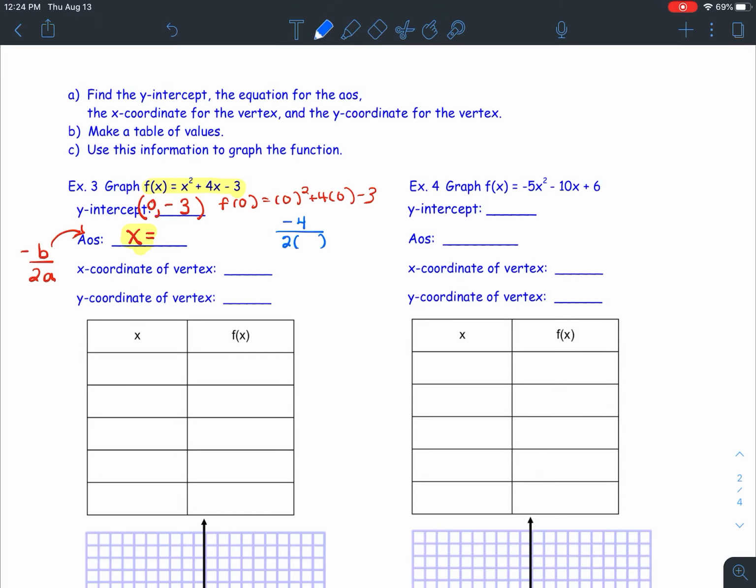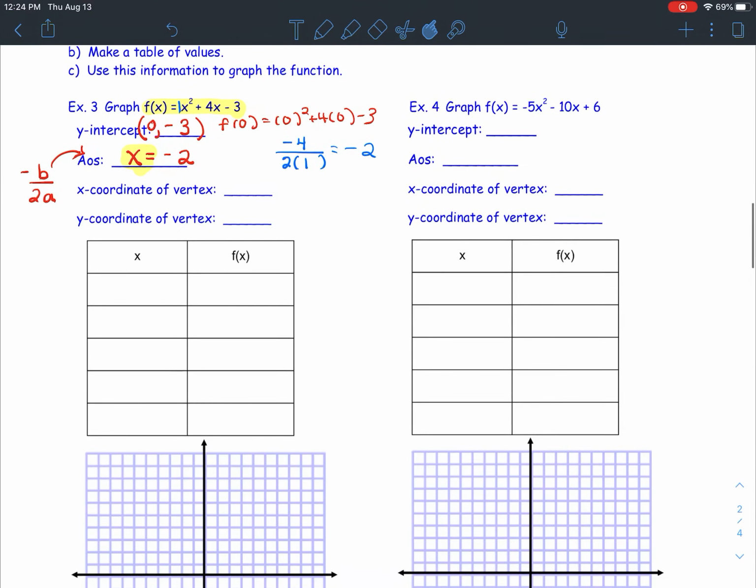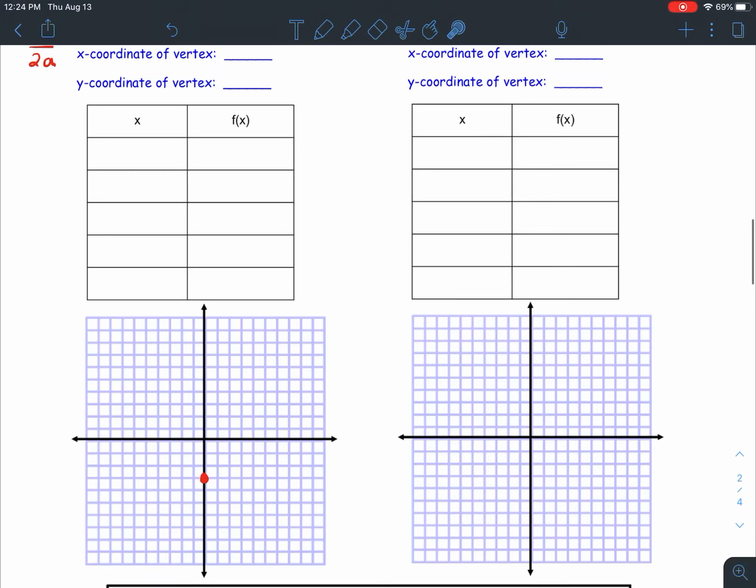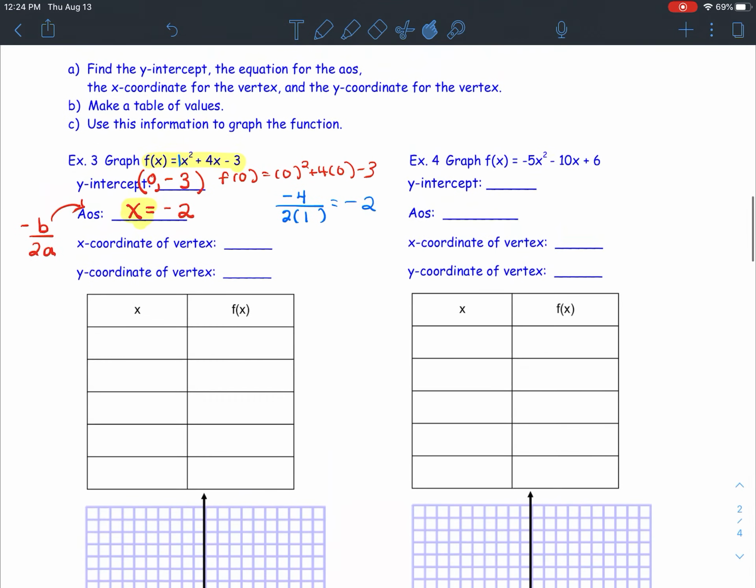So what I'm going to do over here to the side is I'm going to do negative, and then look at what the b value is. That's this 4 here. So I'm going to do -4 divided by 2 times a. Now the a is this number in front of the x squared. If you don't see one there, we know that's going to be a 1. So this is going to simplify to -2. So my equation for the axis of symmetry is x equals -2. That means on this graph, the very middle slicing through the parabola, this would be my axis of symmetry, right through where x is -2.